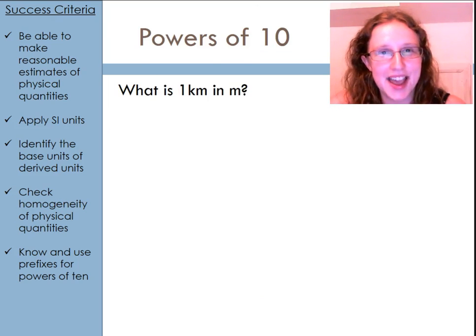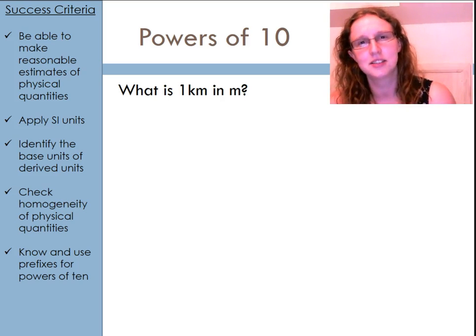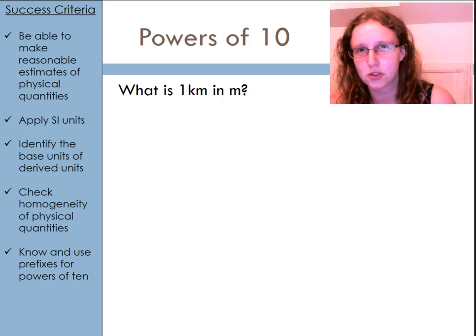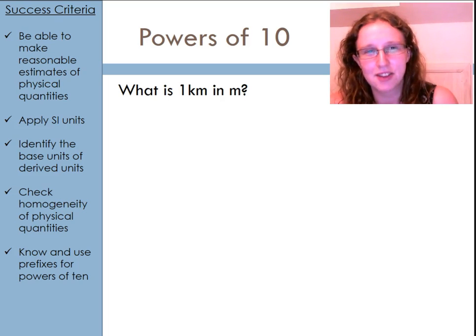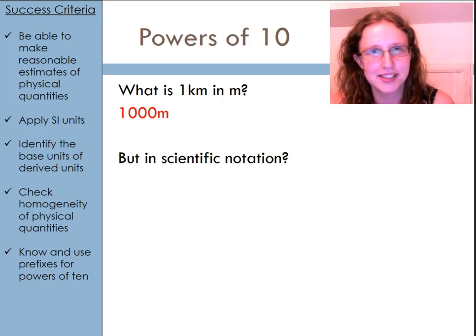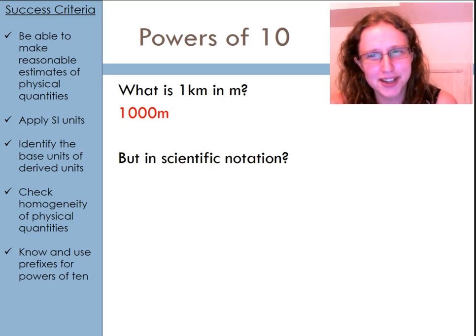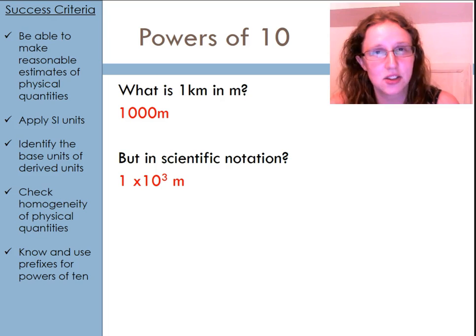Now, the next bit, I really want you to try really hard to get away from writing down lots of zeros. Because zeros are horrible and time consuming, and we are lazy physicists. We don't want to write all those zeros down. So why would I write 1 kilometre in meters? Because that's 1,000 meters. Look how much extra writing I had to do to get that on there. So it's much better if I'd just done it in kilometers, right? Now, I could have written it in scientific notation, right? So 1 times 10 to the 3 meters. That means exactly the same thing.